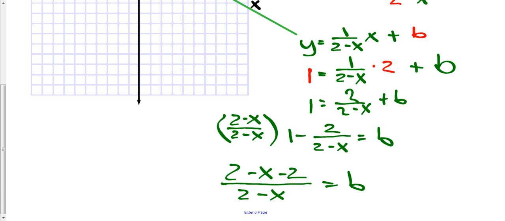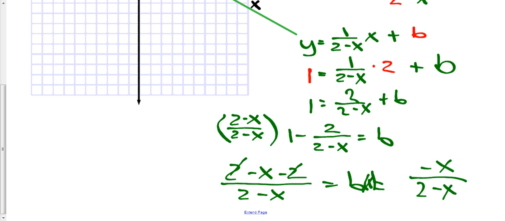This basically becomes this, and then 2 minus x minus 2 on the top, and I keep the denominator. Can I simplify the numerator? Negative x over 2 minus x. Now, is that a function with respect to x? Yes, it is. So I can call this b of x right now, right?